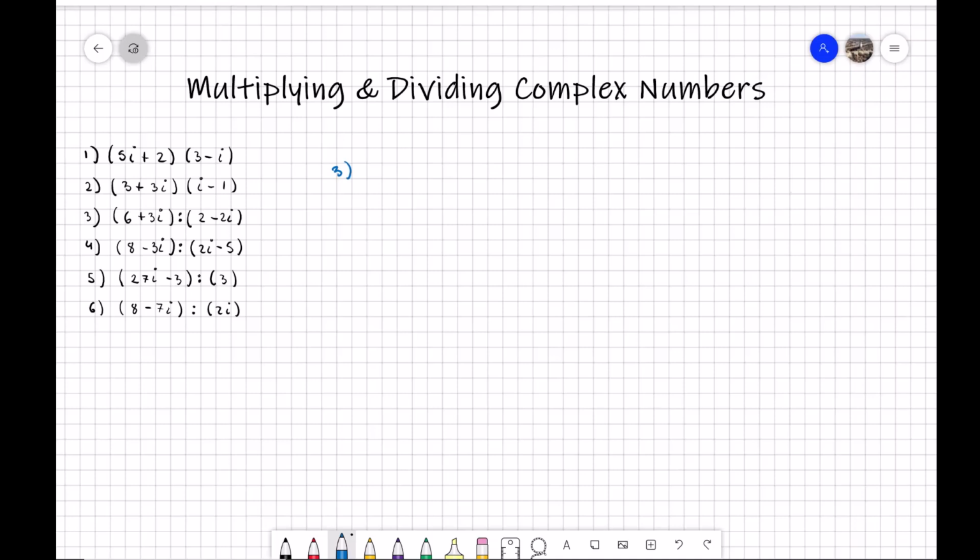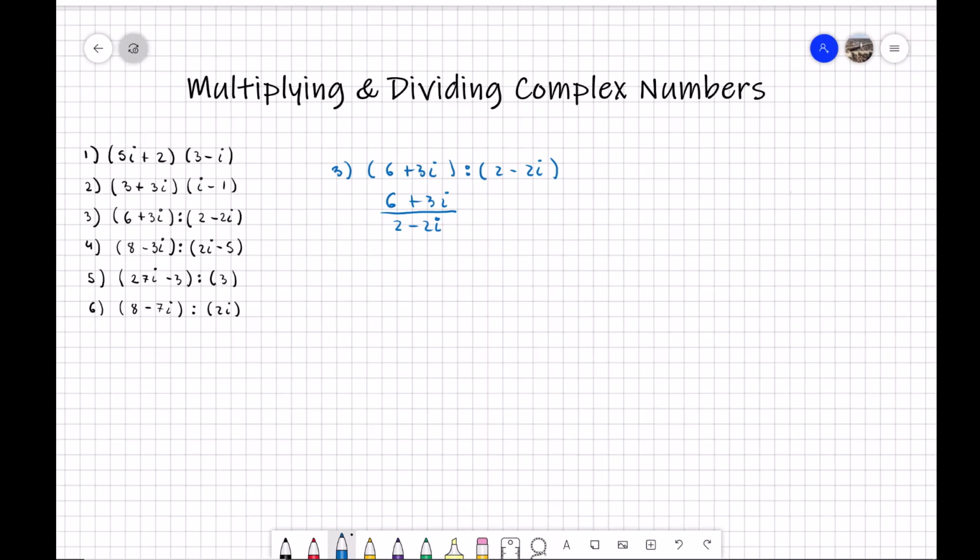Now 3, here we have a division, right? 6 plus 3i divided by 2 minus 2i. Alright, so again, as I said before, this is just like if it was an equation, right? So let me first write it into a fraction form, right? 6 plus 3i divided by 2 minus 2i, right?